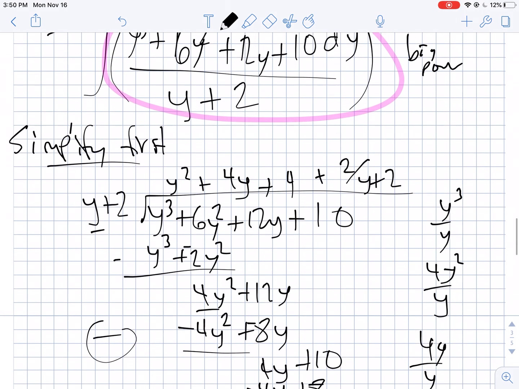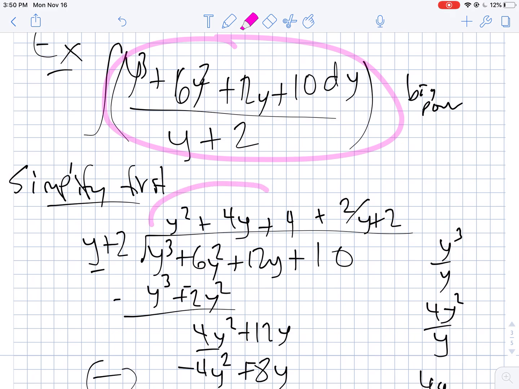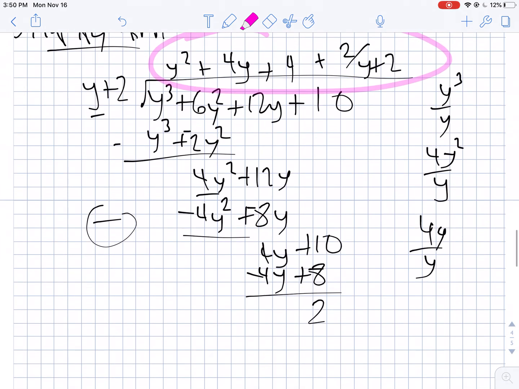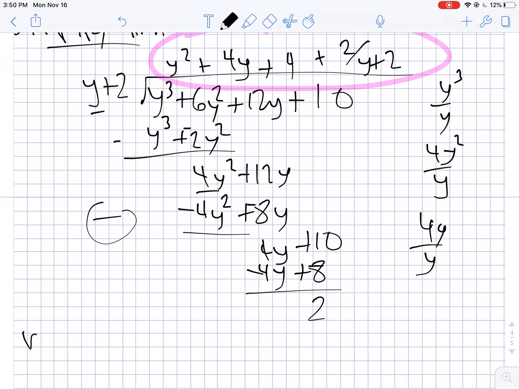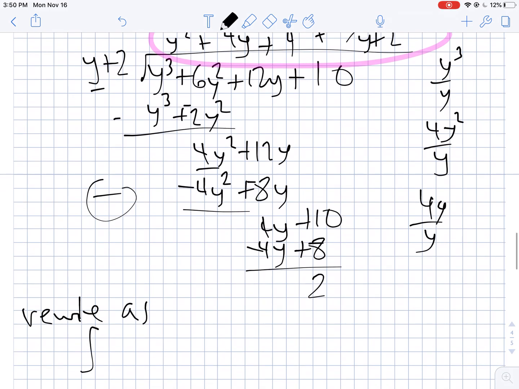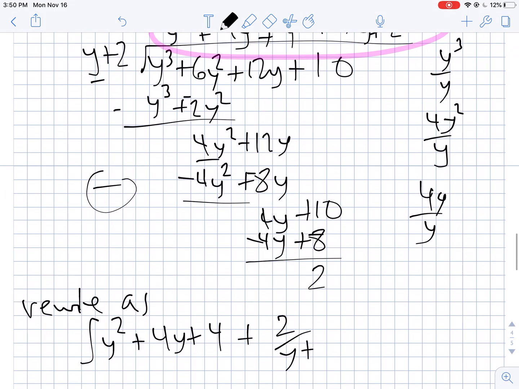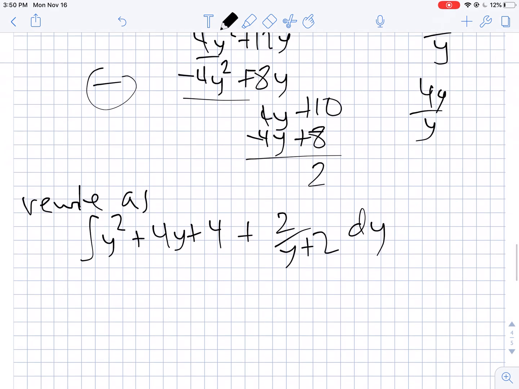So this is the simplified form. And remember that this part right here is just the same thing as the whole thing that we're trying to integrate. So what we're going to do now is just rewrite the integral as the integral of y squared plus 4y plus 4 plus 2 over y plus 2. Now, is this an integral you know how to do? Yeah, you guys can do this.